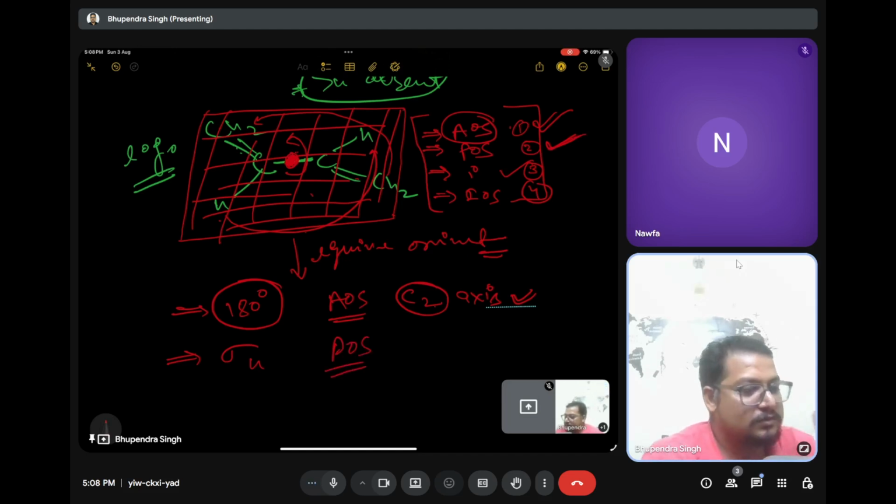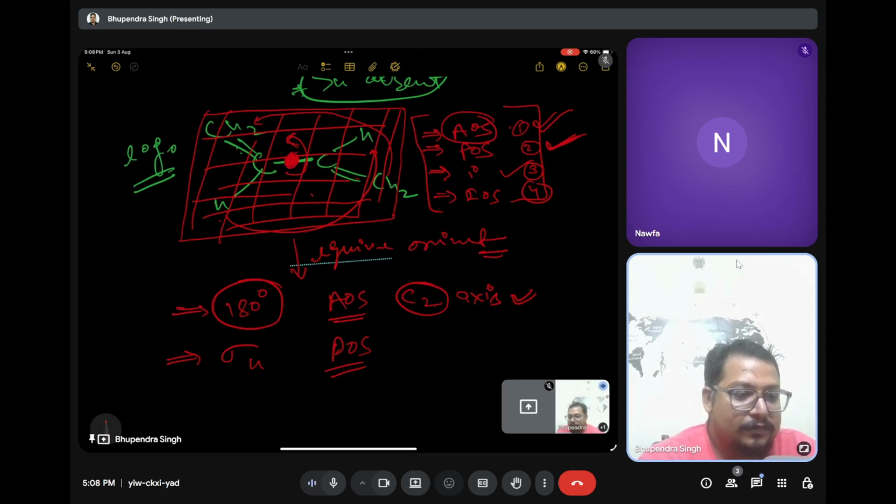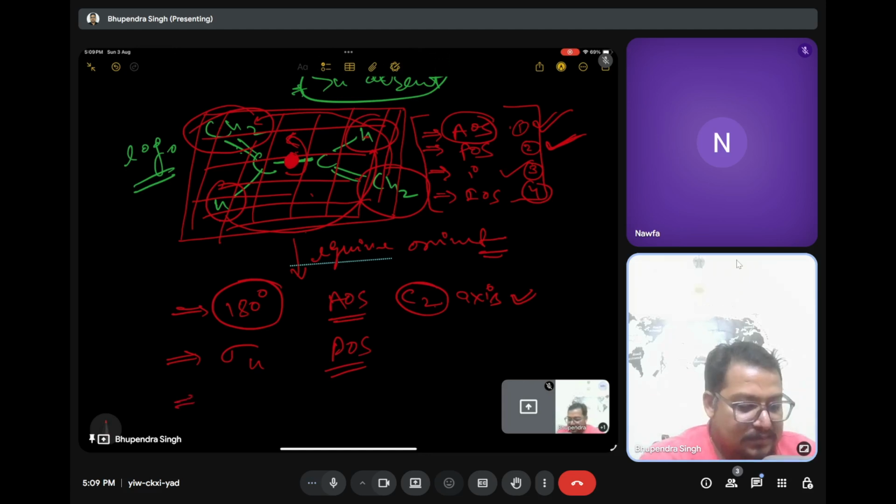This one is also present, and you have correctly said that the inversion center is also present, because if you pinpoint this point and invert from it, this CH2 will go that side, and this CH will go this side. So you will get the equivalent structure, means that I is also present.